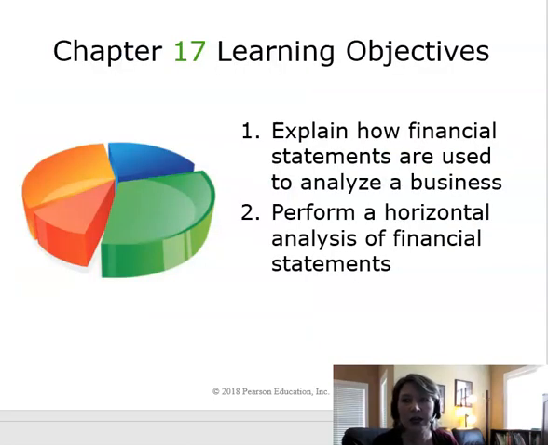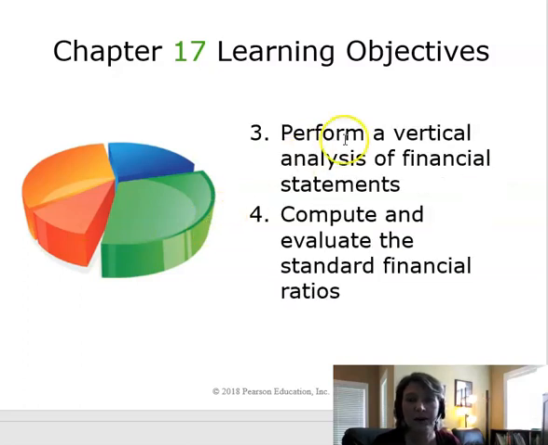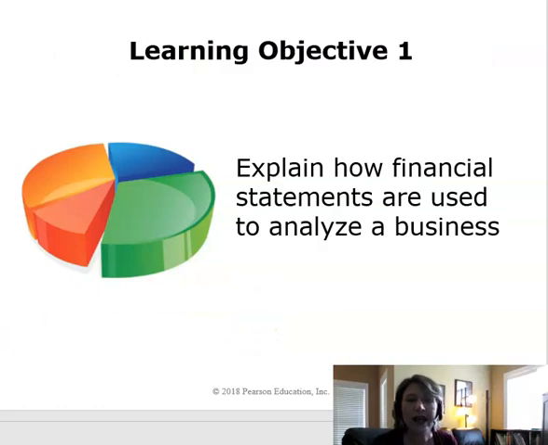All right, so first we're going to be talking about how financial statements are used to analyze a business, and then we're going to actually do a horizontal financial statement analysis and also a vertical financial statement analysis. And finally, we're going to be computing some of the more standard financial ratios. You've probably heard about some of these in the news, especially when they're talking about the stock market. So we're going to find out how to actually compute those and how to use them to draw conclusions about a company.